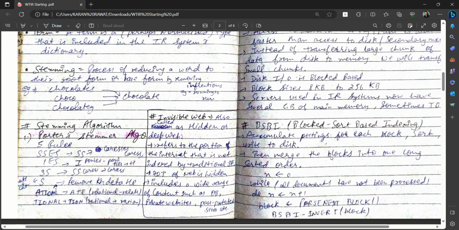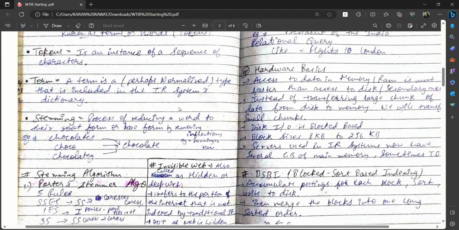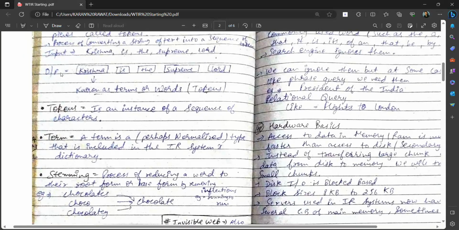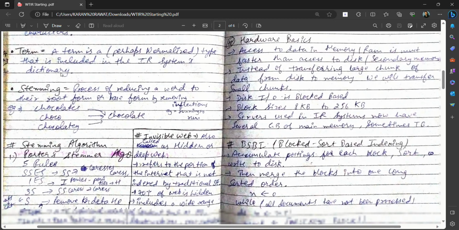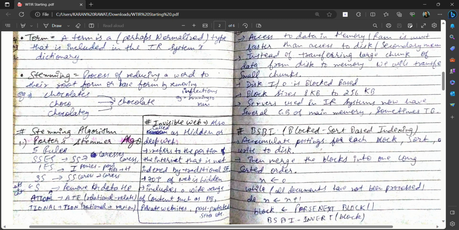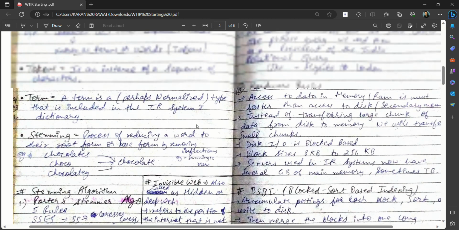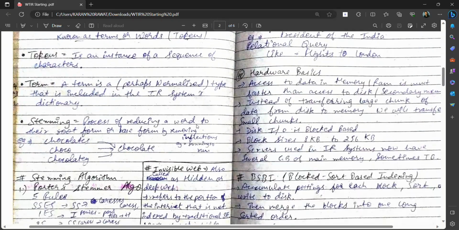So let's begin with what is stemming. In the previous video I covered tokenization, what a term is, tokens, and everything we have discussed till now. And you will also get the notes in the description box. Now we will discuss what stemming is and then stemming algorithms. There are some stemming algorithms, the most important one being the Porter stemmer algorithm, and some basic definitions like the invisible web, PageRank and then stop words.